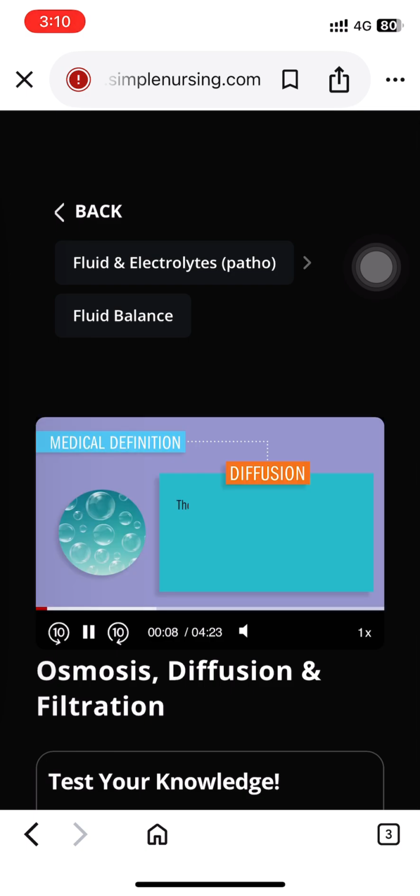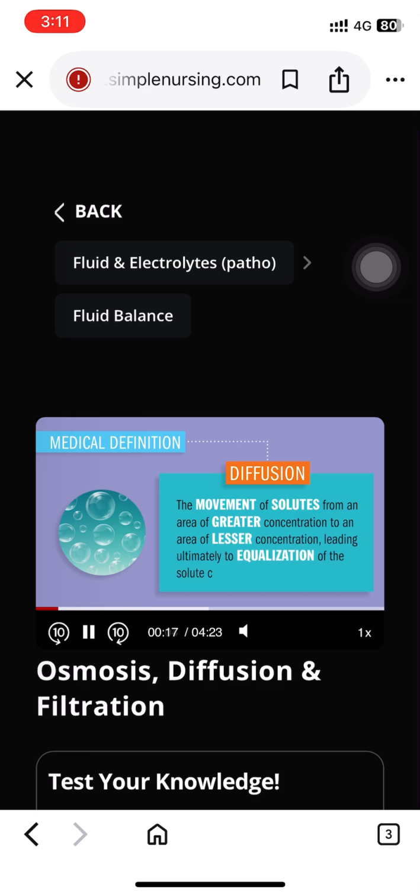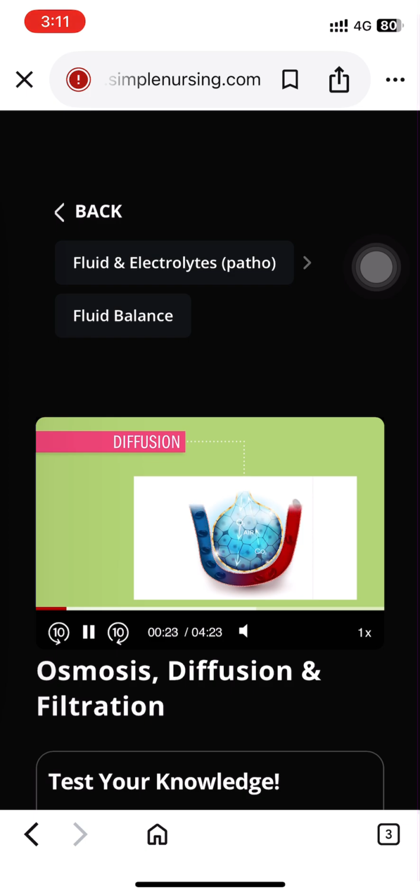Now, diffusion is the movement of solutes from an area of greater concentration to an area of lesser concentration, leading ultimately to equalization of the solute concentrations. It occurs through random movement of ions and molecules. A great example of diffusion would be the exchange of oxygen and carbon dioxide, also called CO2, inside the lungs between the pulmonary capillaries and the alveoli.